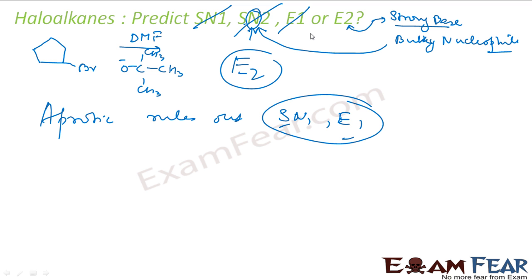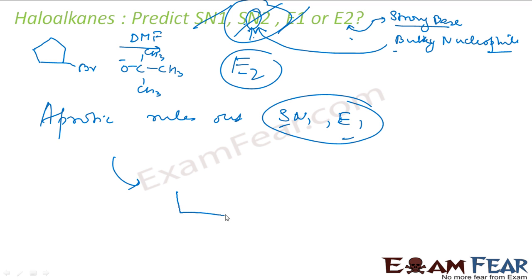Right? Now we have the option of E2 and SN2. For SN2, we need a strong nucleophile, that is, the reagent has to be a strong nucleophile. For E2, the reagent has to be a strong base. But this particular reagent is a strong base but a bulky nucleophile. So it will not go for SN2 reaction. It will go for E2 reaction.